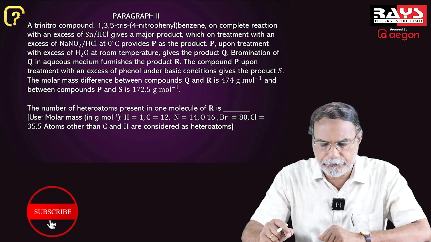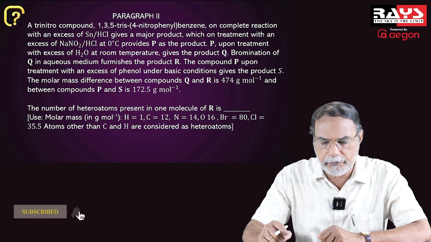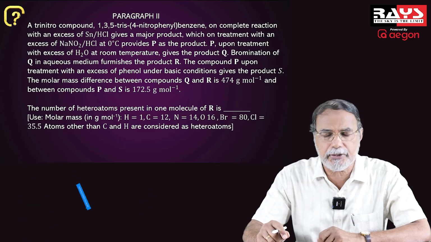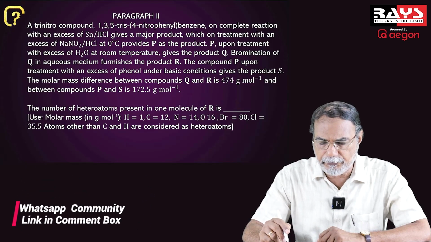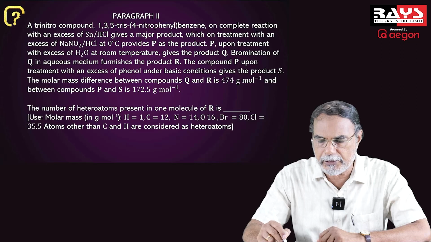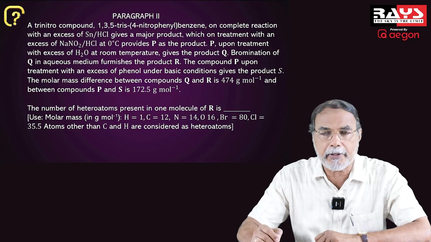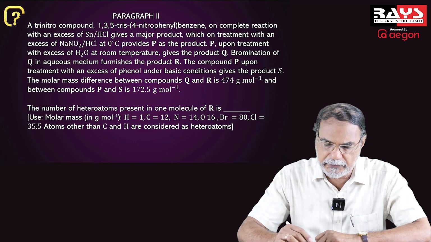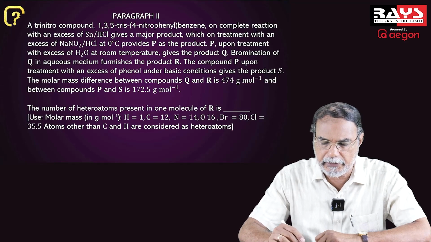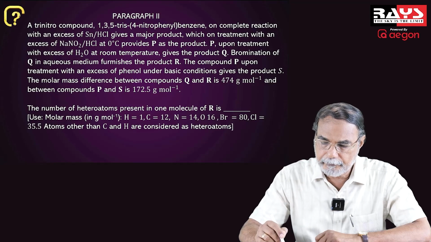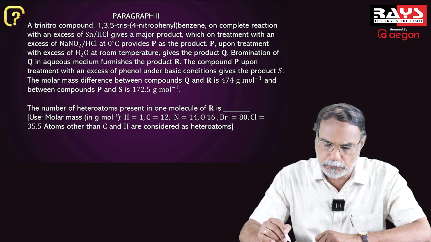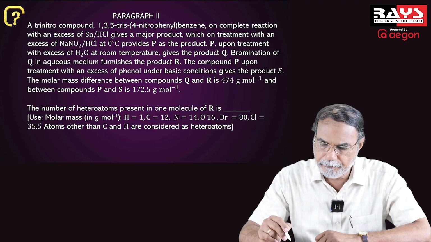A pretty long paragraph. A trinitro compound, it's from organic chemistry. 1,3,5-tris(4-nitrophenyl)benzene on complete reaction with an excess of tin and HCl gives a major product, which on reaction with an excess of sodium nitrite and HCl at 0 degrees Celsius provides P as a product. Now P upon treatment with excess of H2O at room temperature gives a product Q.